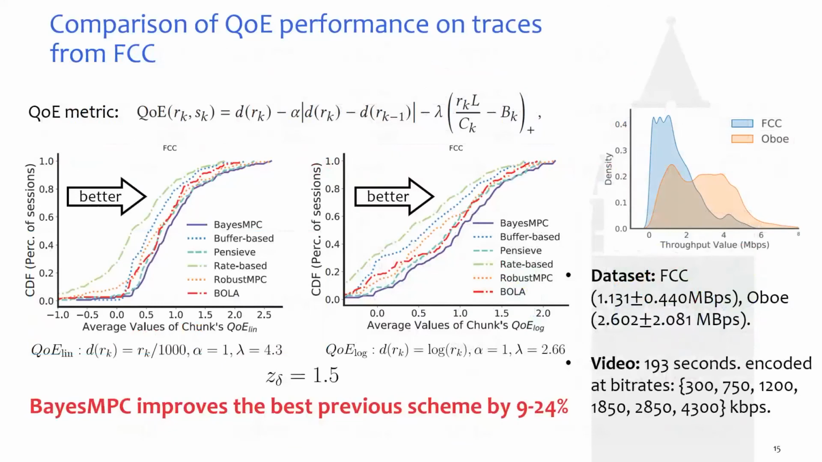Then we compared BayesMPC with baseline ABR algorithms in terms of the QoE performance in various user or network conditions and different QoE metrics. We found that BayesMPC performs superiorly on FCC data traces. The performance gain of BayesMPC over other baseline algorithms increased to at least 9%.